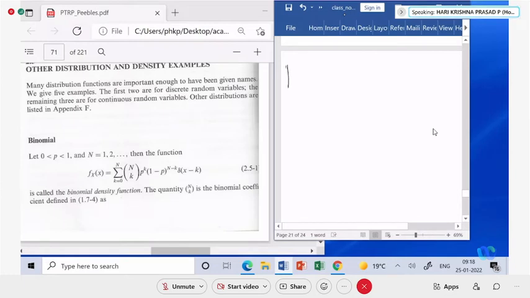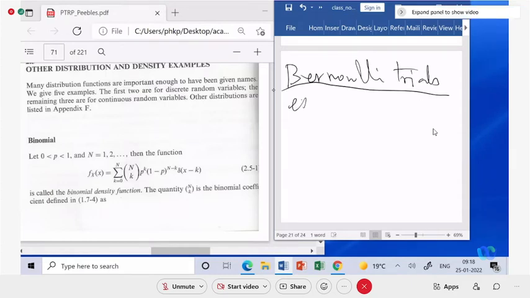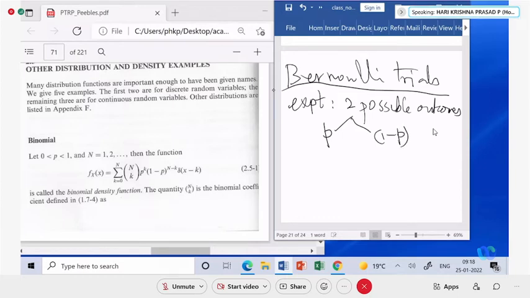Yes, we have seen Bernoulli trials, right? Just recollect. So what this trial says, I have an experiment, only two possible outcomes. The probability of occurrence of one outcome is p. The probability of occurrence of another outcome is 1 minus p. Experiment is repeated n times. Out of n times, say event A should happen k times.